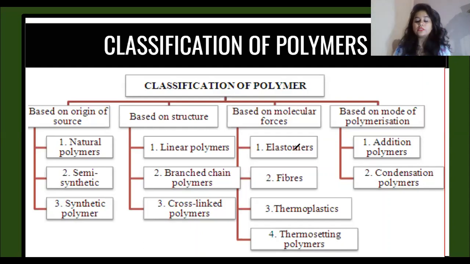Then comes fibers. We have already seen fibers. We wear clothing. So fibers are generally the classified form of polymer, which includes nylon, dacron, etc., which are commonly used nowadays. Then comes the most important category on the basis of molecular forces, that is the thermoplastics and the thermosetting plastics. Now this forms the two most important categories.